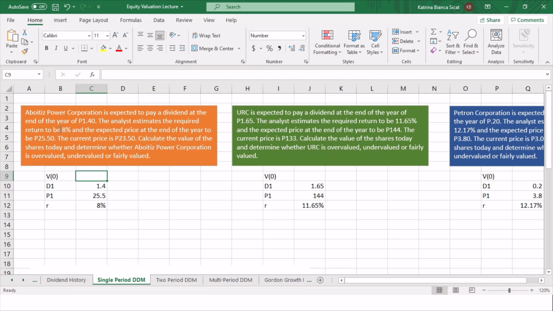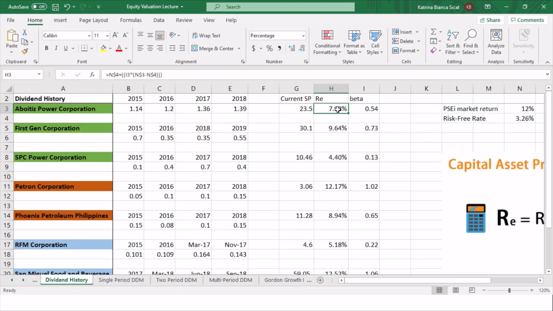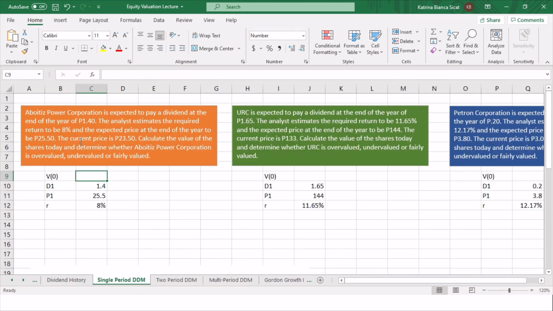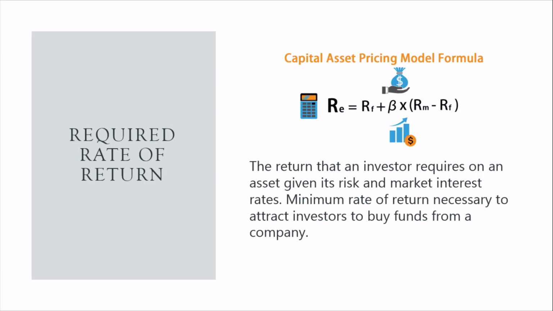So again, that rate of return is based on, tama ba? Is it based on my computation? Aboitiz? Yes, 8%. So I just rounded that off. It's 7.98. So it's 8%. And the expected price at the end of the year is 25.5. So the current price is 23.5. You have to calculate the value of the shares today and determine whether Aboitiz Power Corporation is overvalued, undervalued, or fairly valued. So using the formula that I've shown you a while ago, pakita natin.